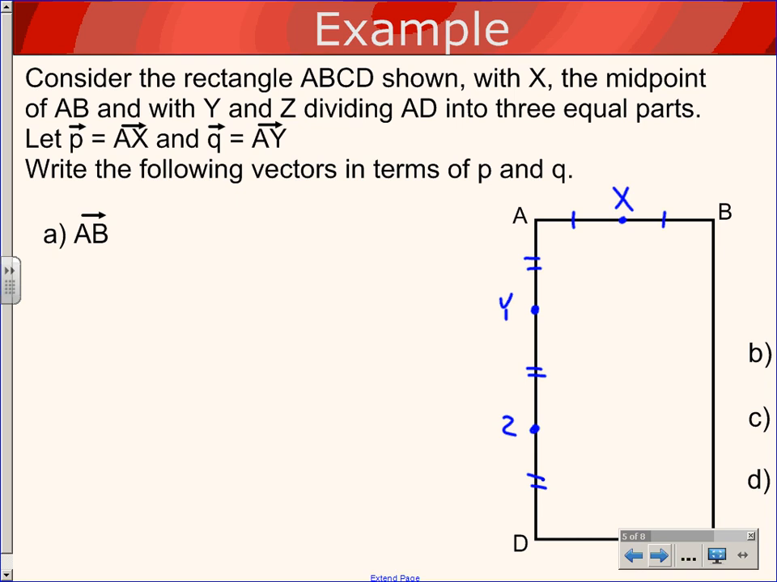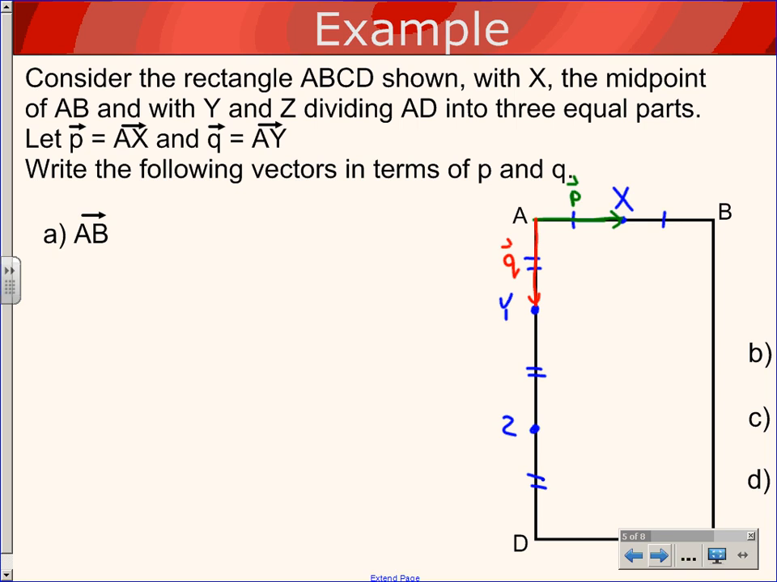Let vector p equal vector ax. So that's this guy right there. There's a vector p. And let vector q equal a to y. There's vector q. Okay. So we have vector p and vector q labeled in our diagram. Write the following vectors in terms of p and q.